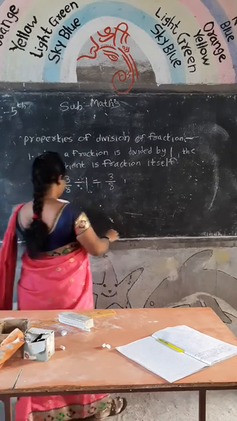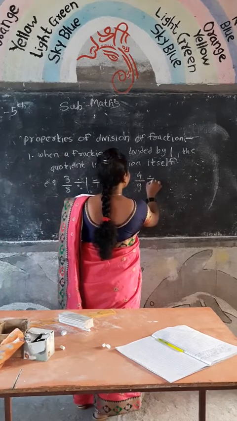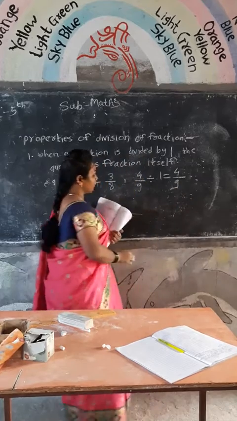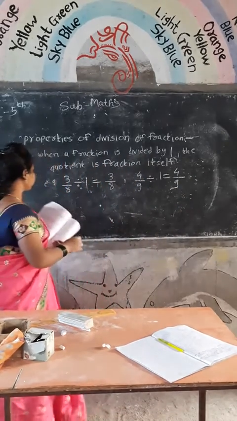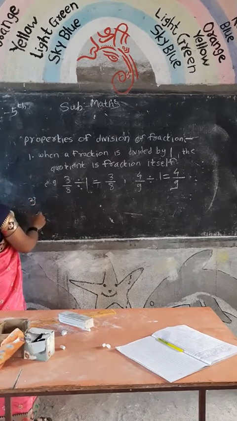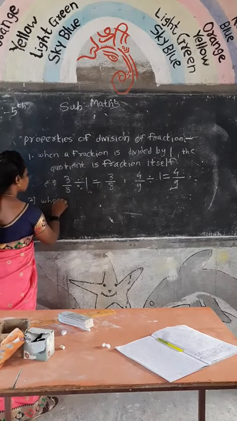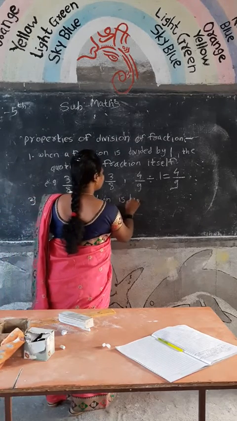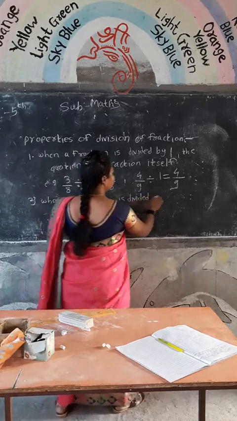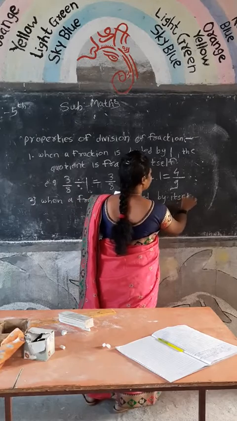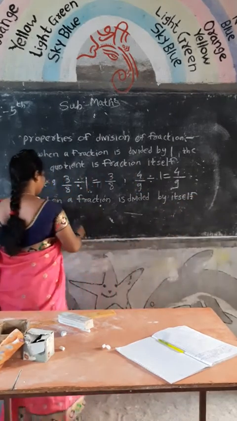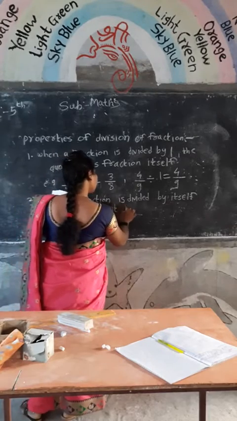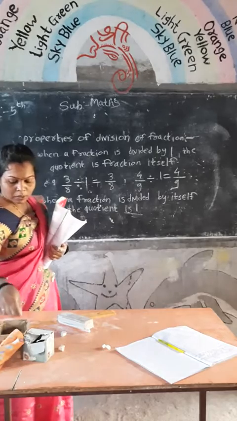Second example is 4/9 divided by 1, we get the fraction itself, that is 4/9. The second property is, when a fraction is divided by itself, the quotient is 1.